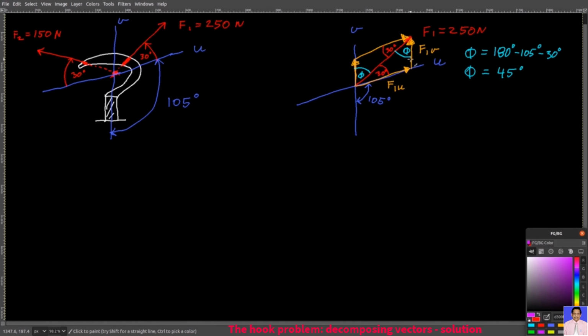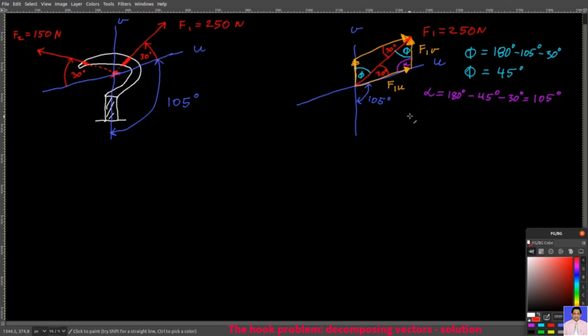And now we can also find this angle here. Let's call it alpha. Since you know that the sum of all the angles inside a triangle is 180 degrees, and you know that this is 30 degrees and phi is 45 degrees, then alpha equals 180 minus 45 degrees minus 30 degrees, and well, that will give you 105 degrees.